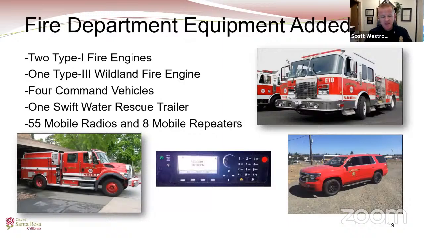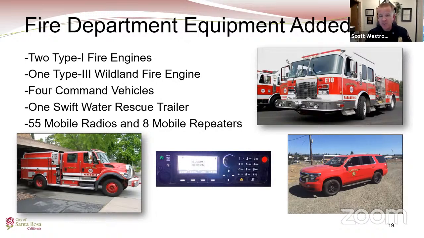As far as the equipment added, we have the 2 Type 1 fire engines that were purchased via Measure O. 1 Type 3 fire engine, which is used in the wildland environment, was purchased with Measure O. 4 of our command vehicles, our Swift Water Rescue trailer, and then most recently in this fiscal year, we purchased 55 mobile radios and 8 mobile repeaters that was approved by this committee. Those are on site and being installed on our apparatus and our vehicles as we speak.